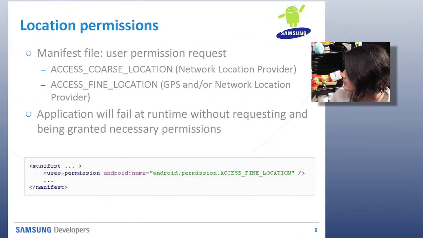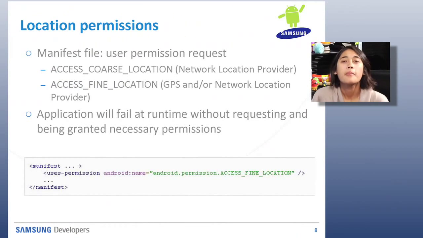So in order to get GPS or network location, you do need to request permission. And there's two permissions that are available for you to declare in your manifest file. One of them is going to be access coarse location. And this is what you need in order to get a network location provider to work for you and to return some sort of location based on either cell tower or Wi-Fi.